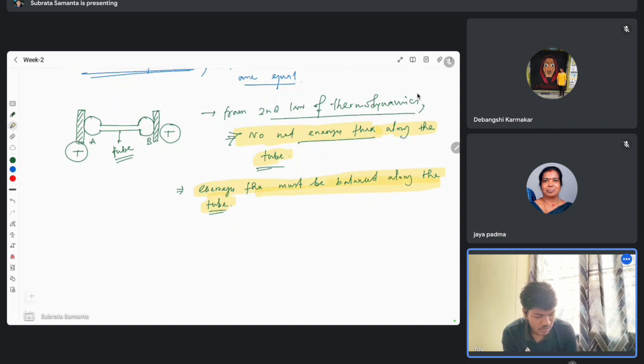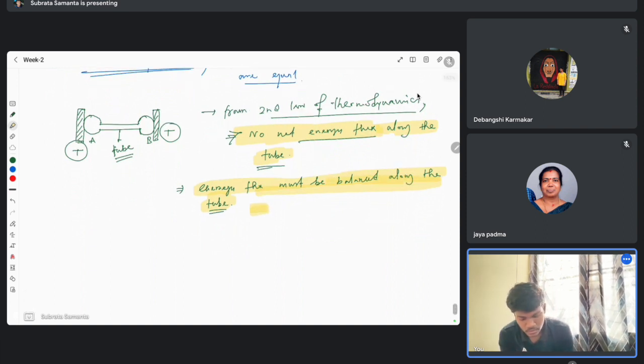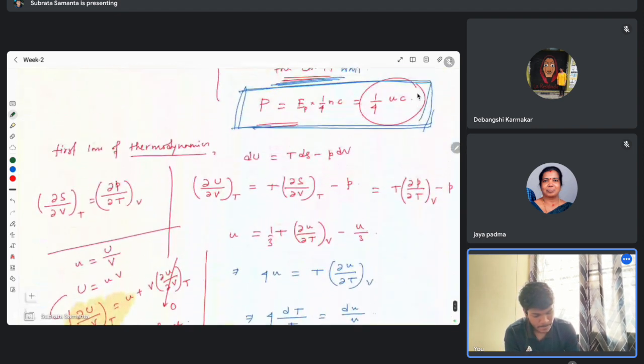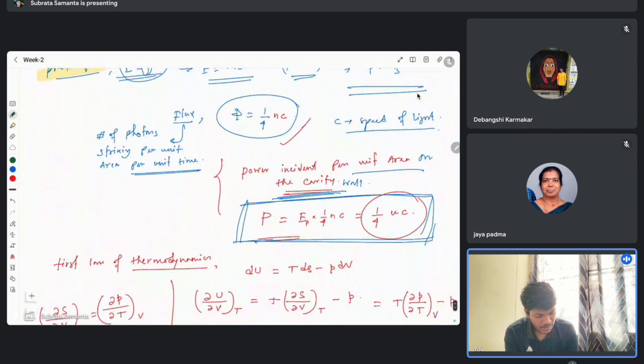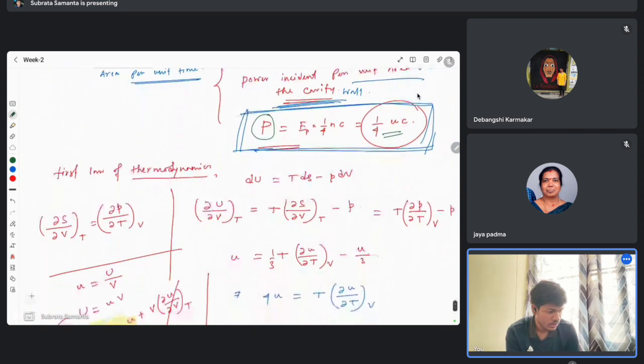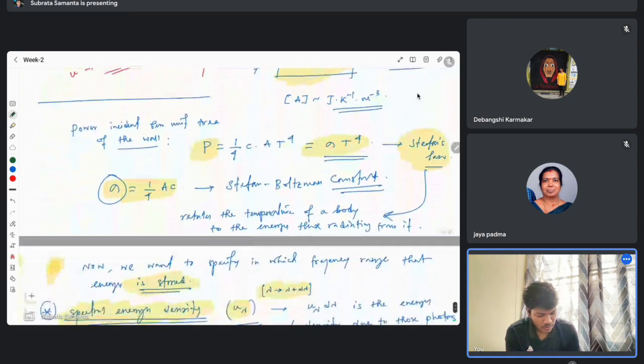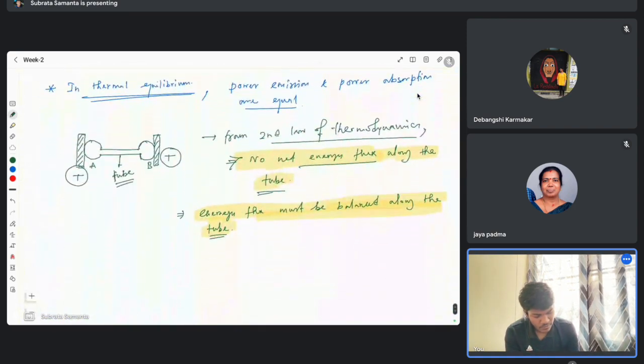So what does this imply? This implies that, so what is the flux? This flux is 1/4 nc, and this pressure power is 1/4 uc. So this energy flux phi implies that the power must be equal. So power emission and power absorption are equal. That means that U_A and U_B are equal.